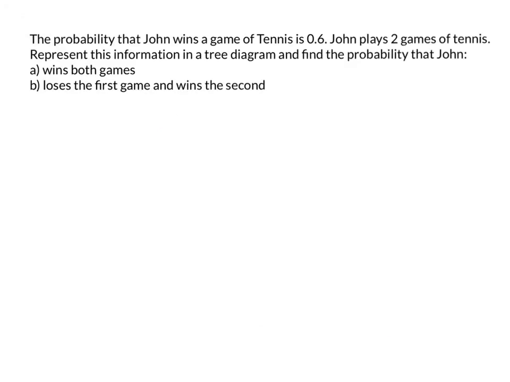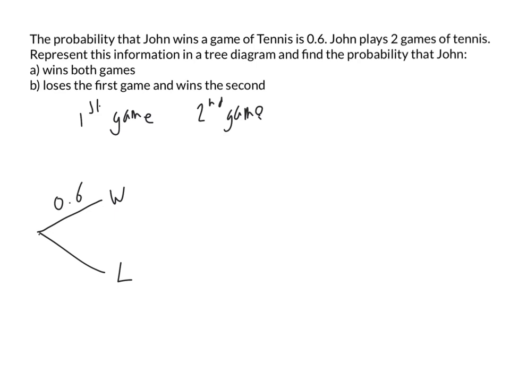Final question. The probability that John wins a game of tennis is 0.6. John plays 2 games of tennis. Represent this information in a tree diagram, and then we'll answer the questions after that. So, there are 2 events, there are 2 games. So, we'll have a first game, and we'll have a second game. On the first game, what can he do? He can win it, or he doesn't, when he loses. And what's the chances of him winning the first game? Well, 0.6, and that means 0.4 is the chances of him losing.